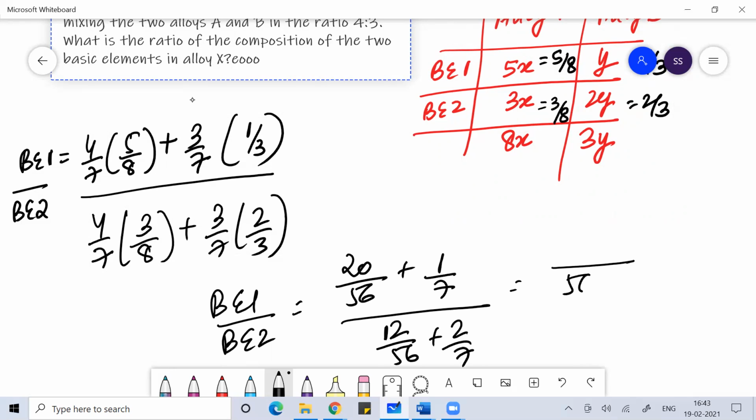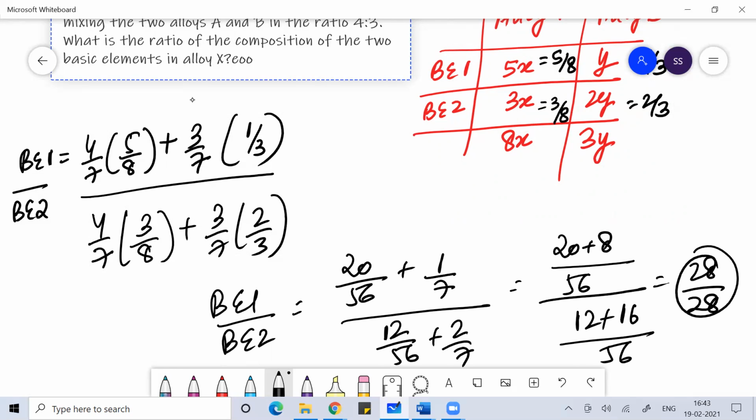So 56 is the LCM. So 20 plus 8 divided by 56. So this is 12 plus 8 to the 16. This is 28 by 28, which means 1 is to 1. So the ratio of basic element 1 by basic element 2 would be 1 is to 1.